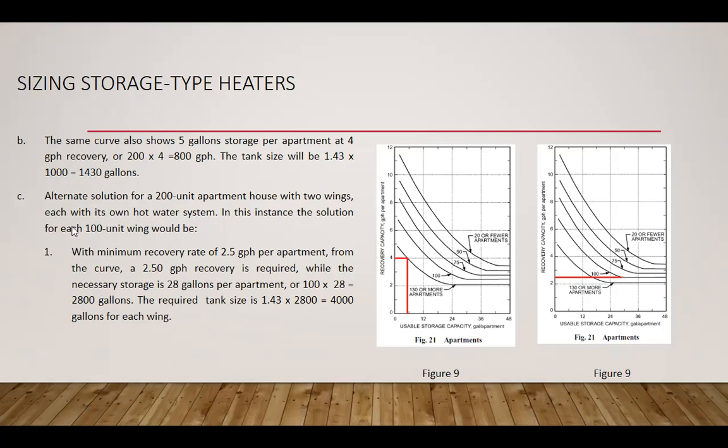Okay. Alternate solution for 200 unit apartment house with 2 wings, each with its own hot water system. In this instance, the solution for each 100 unit wing would be with minimum recovery rate of 2.5 gallons per hour per apartment from the code. 2.5 gallons per hour recovery is required. Ito yung 100, di ba? Tapos, while the necessary storage is 28 gallons per apartment, or 2,800 gallons. So the required tank is 1.43 times 2,800 is equal to 4,000 gallons for each wing.